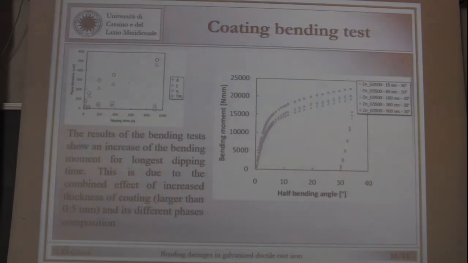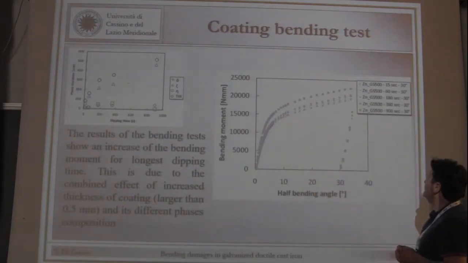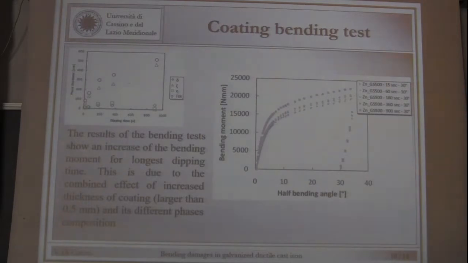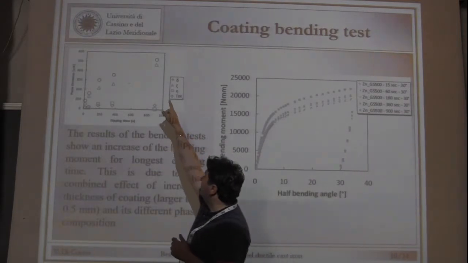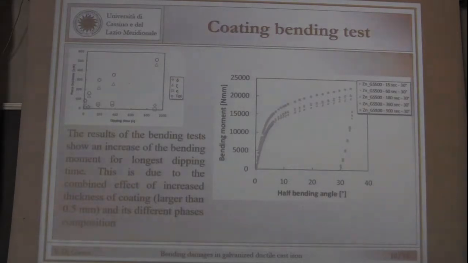Considering the bending test, you can see the stronger results obtained for the specimen galvanized at 900 seconds. This is due to the big thickness of the specimen. It's about half a millimeter. You can see the red dot reporting these pictures.